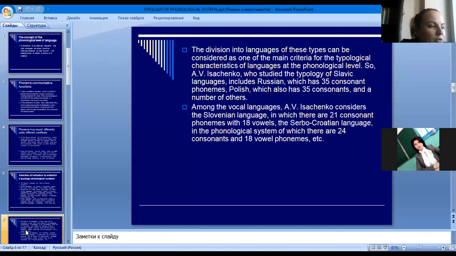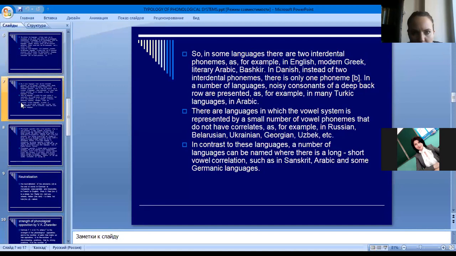So the phonemic composition of individual languages differs among themselves not only quantitatively, but also qualitatively. In some languages, there are 2 interdental phonemes, as for example, in English, modern Greek, literary Arabic, Bashkir, and so on. In Danish, instead of 2 interdental phonemes, there is only 1 phoneme. In a number of languages, noisy consonants of a back row are presented, as for example, in many Turkic languages, in Arabic, and so on.